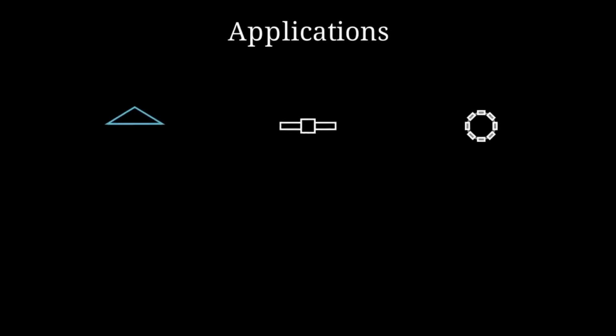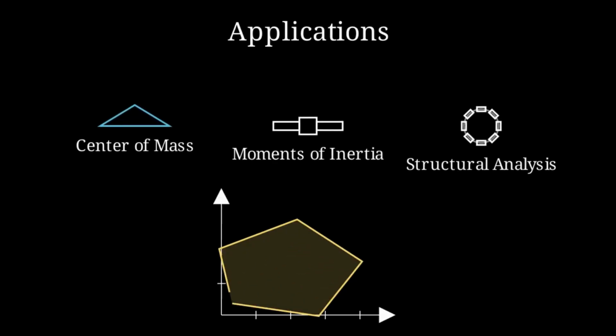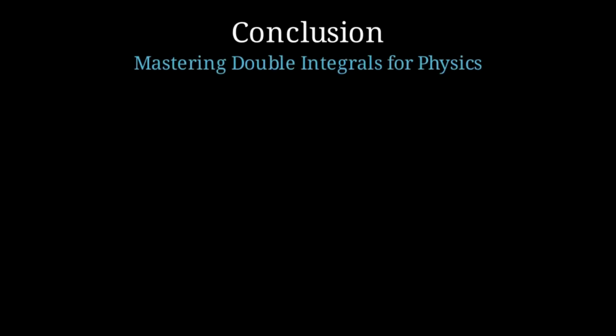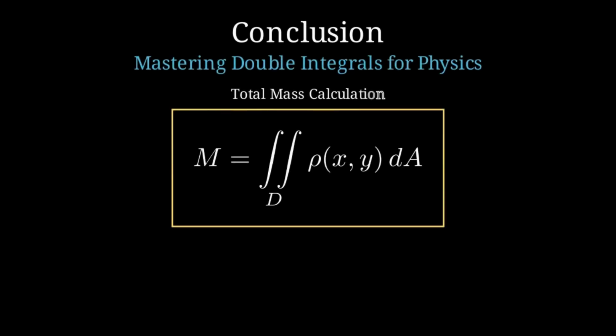Calculating mass is the first step toward finding the center of mass and moments of inertia, which are critical for understanding how objects balance and rotate in engineering design. You now have the tools to calculate the mass of any 2D lamina using double integrals. Practice with different regions and density functions to sharpen your skills.